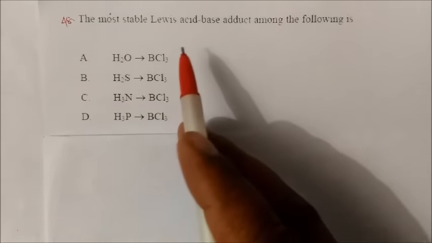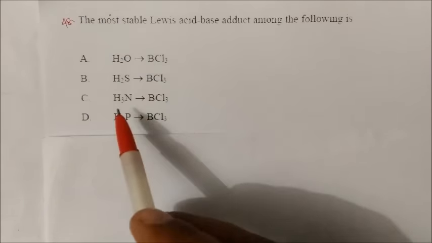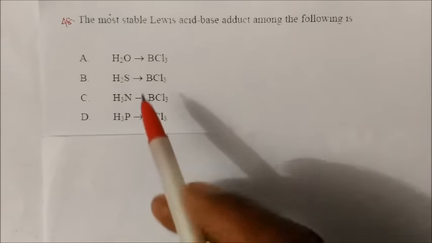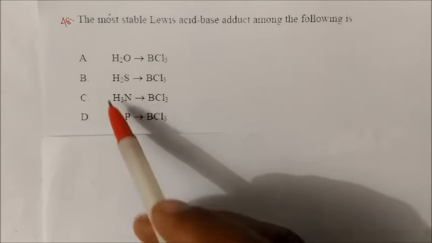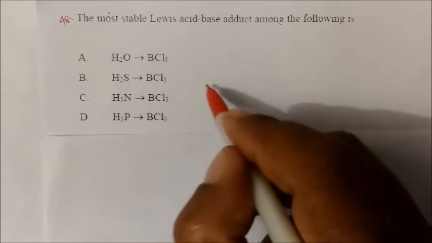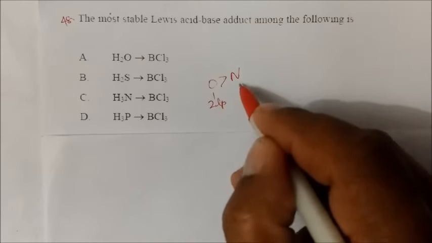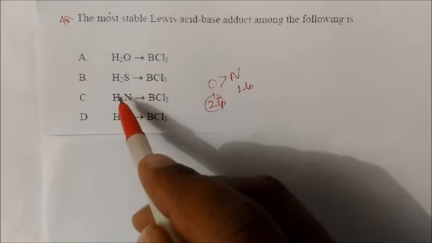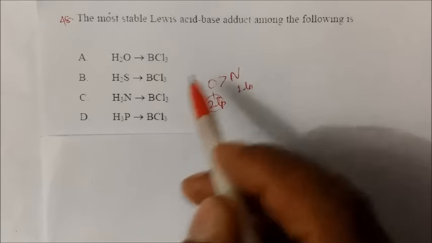The most stable Lewis acid and base adduct among the following is H2O BCl3, H2S BCl3, H3N (ammonia) and BCl3, and phosphine and BCl3. So in these cases, in electronegativity, oxygen is higher than that of nitrogen, but it has 2 lone pairs, whereas ammonia has 1 lone pair, so their donor tendency is somewhat less than that of ammonia. So only ammonia will form the Lewis acid base adduct as compared to water.